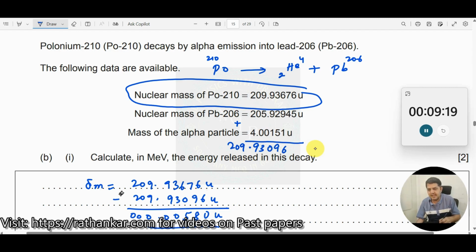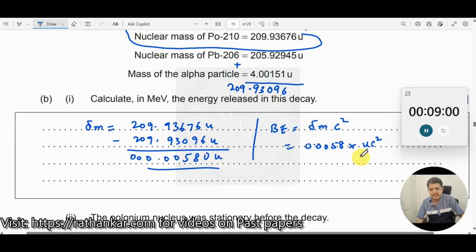Now since we have got delta M, I need to get the binding energy, which is nothing but delta M into C square, which will be equal to 0.0058 into UC square. I'm not going to substitute all of them, because I need the answer in terms of MeV. So there's a shortcut. We know that 1 UC square is equal to 931.5 MeV.